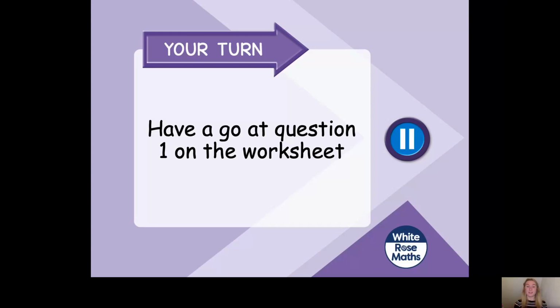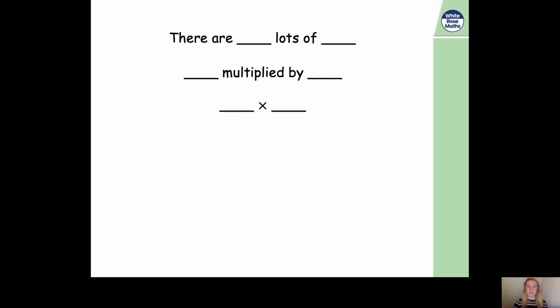Okay, shall we carry on with the lesson? So here we have, there are 6 lots of 3. Now, we don't have our pictures this time, do we? So we need to draw the pictures ourselves. Can you pause the video and draw me 6 lots of 3? Okay, have a go.